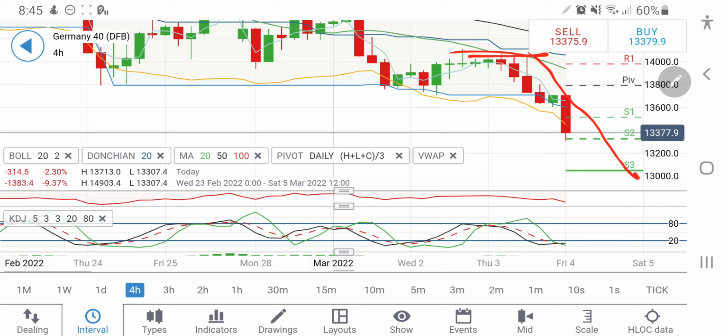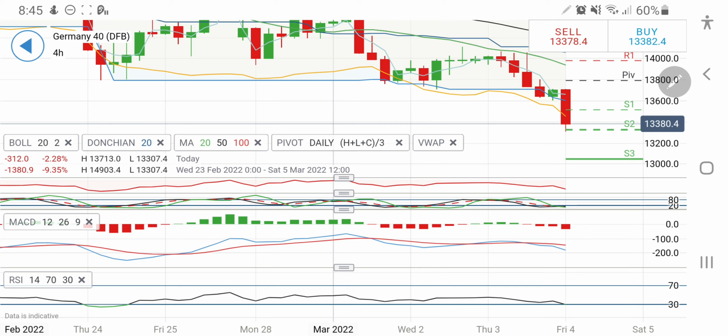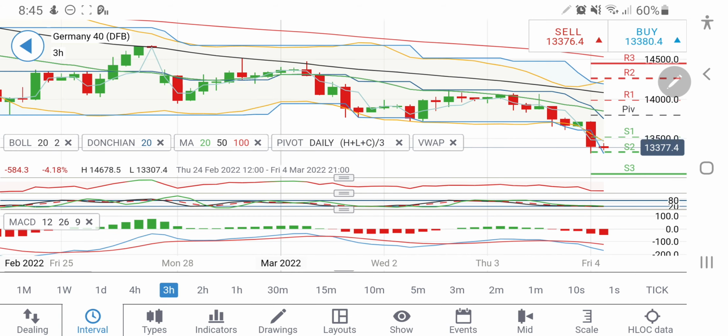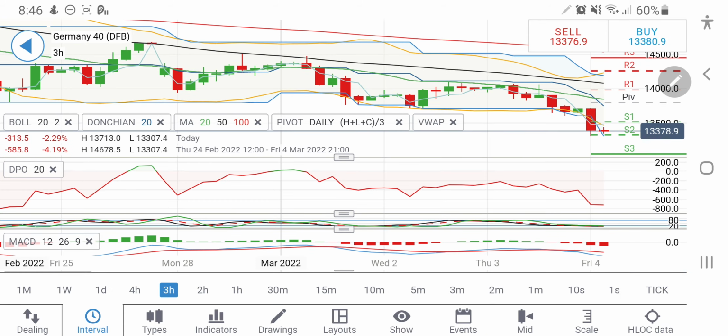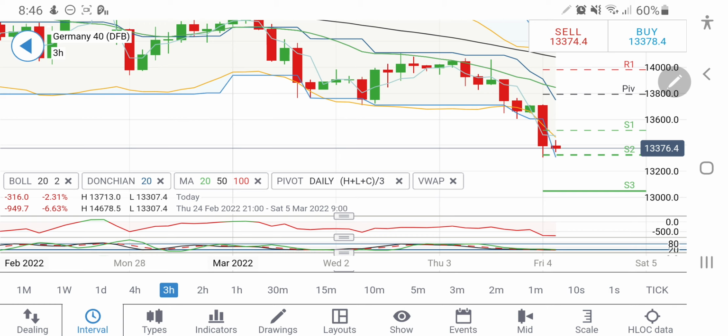The only long entry is beyond 13,600 on the 4-hour charts. If it trades beyond 13,600, one can enter a long entry there for 13,700, and beyond that it will fly. RSI is near oversold levels, MACD looking downwards. On the 3-hour charts, everything is oversold right now on Germany 40, hence it can try to retrace a bit, but the resistance at 13700 is very important, and on the downside the support is at 13300.